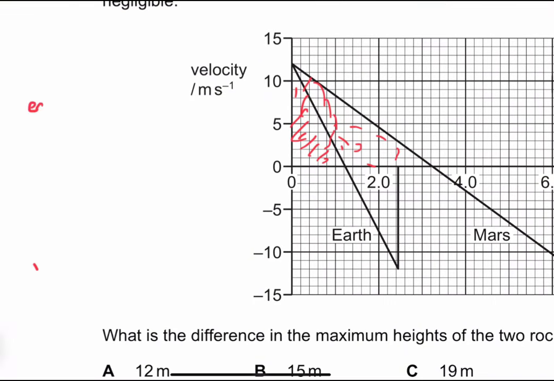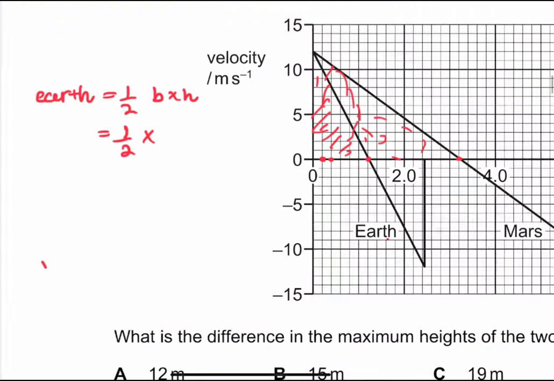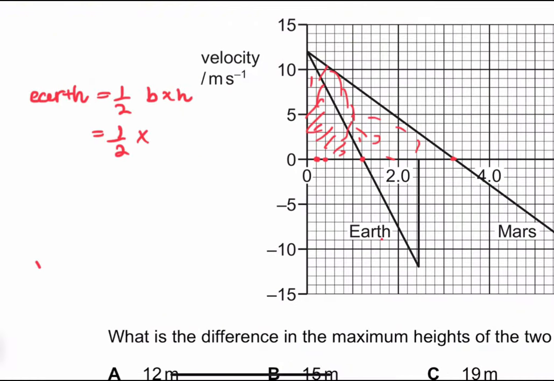For Earth, we know that it's equal to half base times height. The base for Earth is actually 1.2. If we look closely, here we have 0, this is 0.2, 0.4. This is actually 1.2. And for Mars, let's just figure this out. This is actually 3.2. So for Earth, it'll be half of the base, which is 1.2, times the height, which is 12. And this gives you a total of 7.2.